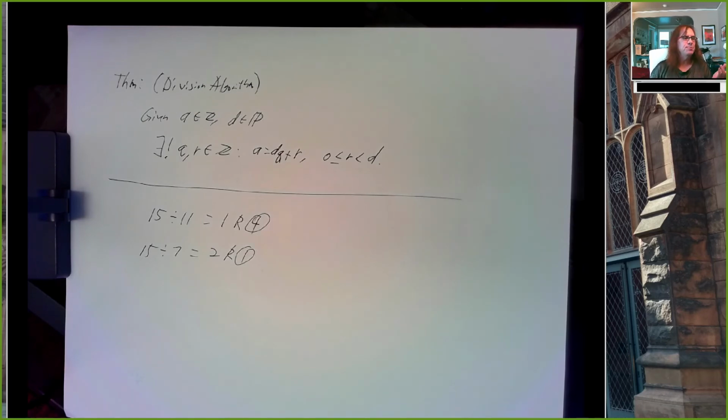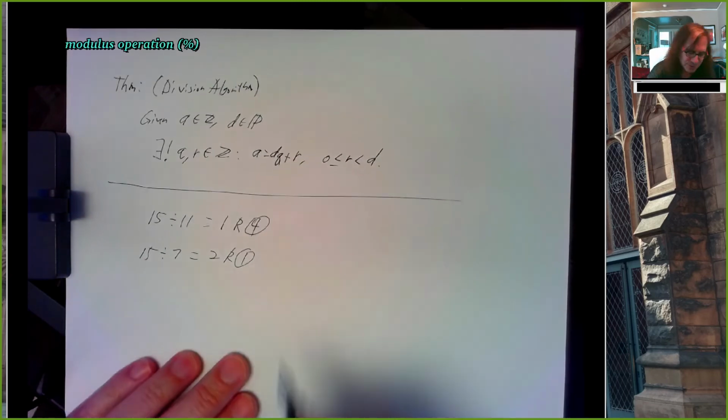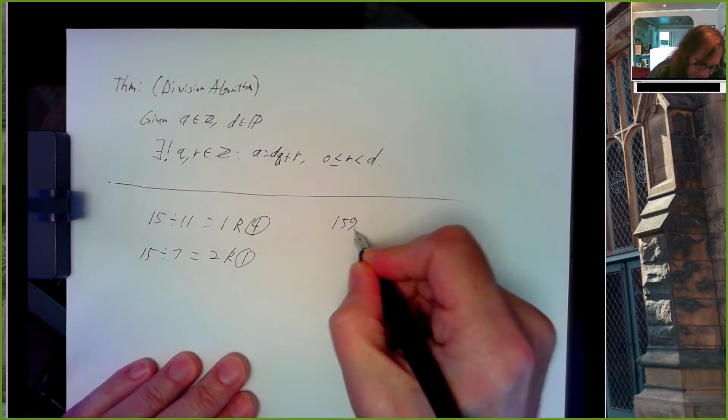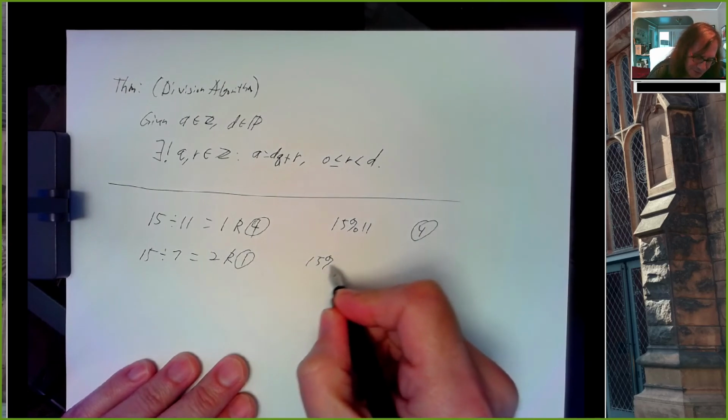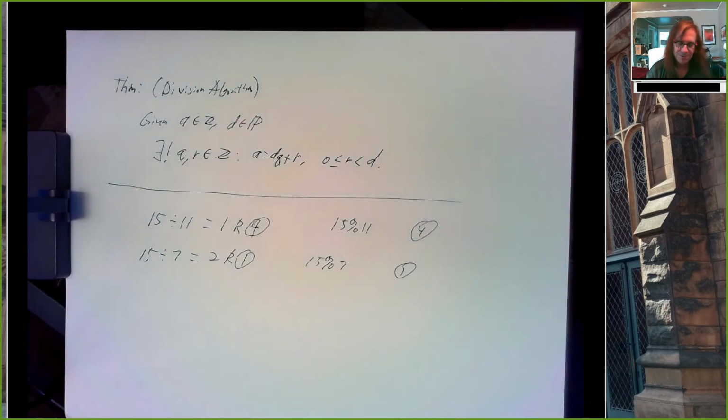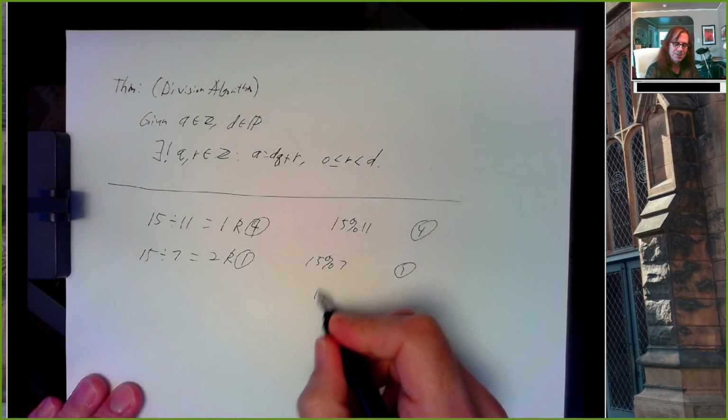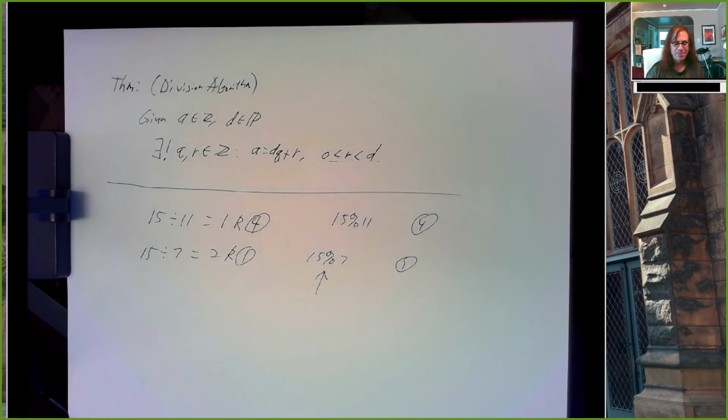And this is just the good old modulus operator in C. If you go into a C program and you were to do 15 % 11, you would get 4. If you went 15 % 7, you would get 1. That's what the modulus operator does. It says, give me the remainder when I divide the first thing by the second thing.